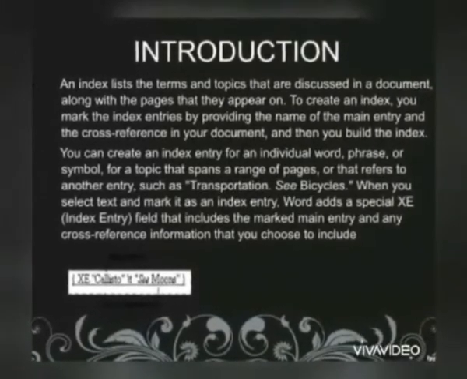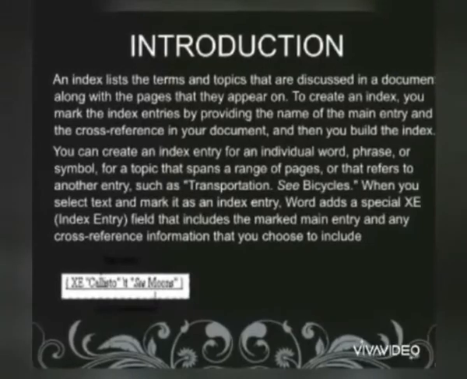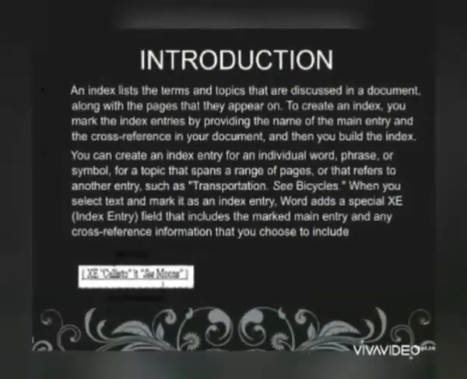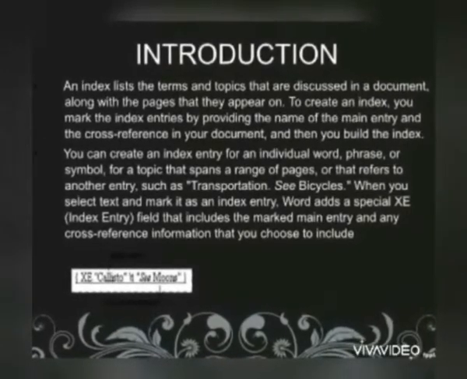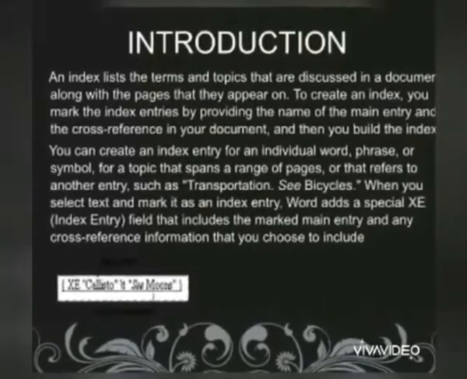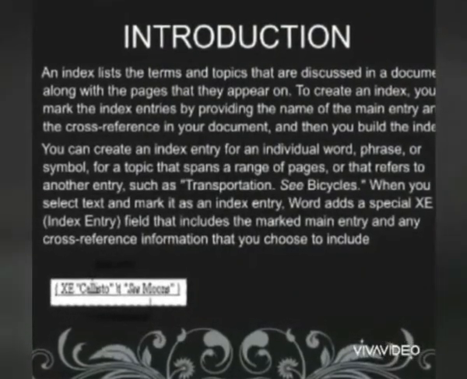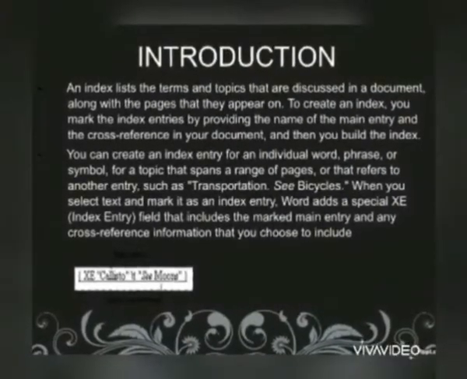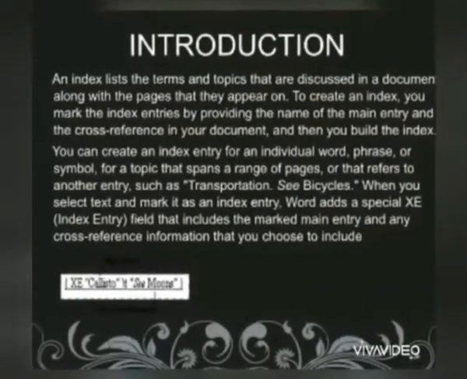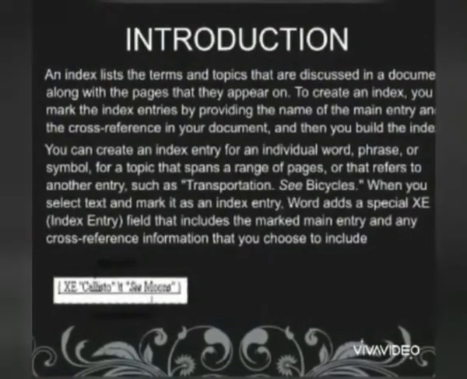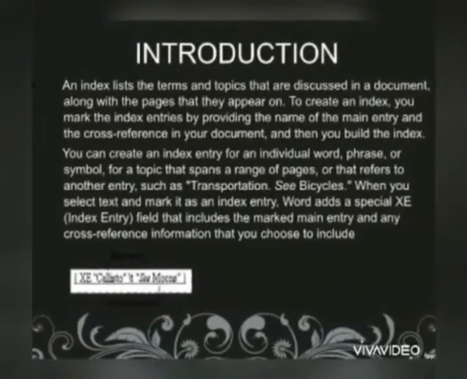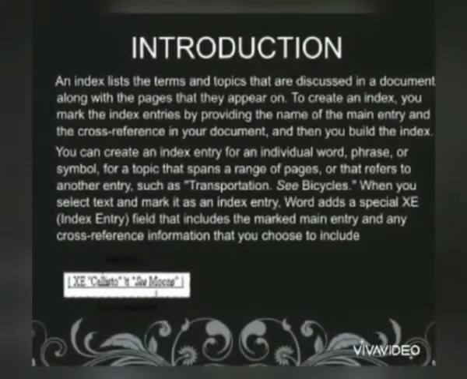You create an index entry for an individual word, phrase or symbol, for a topic that spans a range of pages, or that refers to another entry, such as transportation. See bicycles. When you select text and mark it as an index entry, Word adds a special index entry field that includes the marked entry and any cross-reference information that you choose to include.